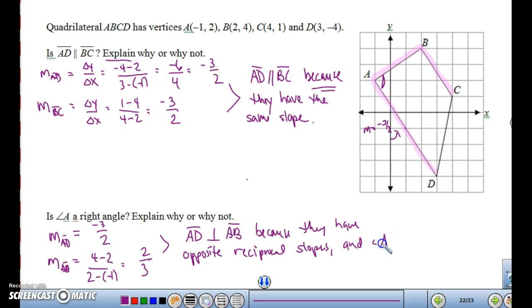And angle A is a right angle. That explains why that is a right angle. You do the work and then explain why you did the work. These are called coordinate geometry proofs. It's used to prove stuff. So, you need to know your rules for slope, parallel, and perpendicular for tomorrow.